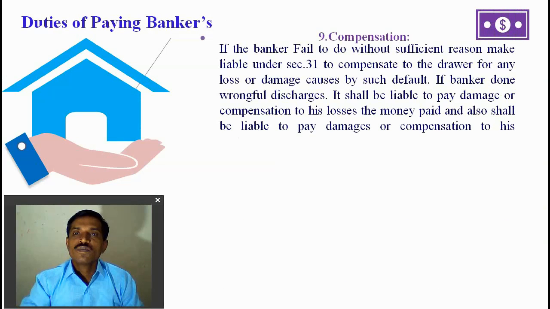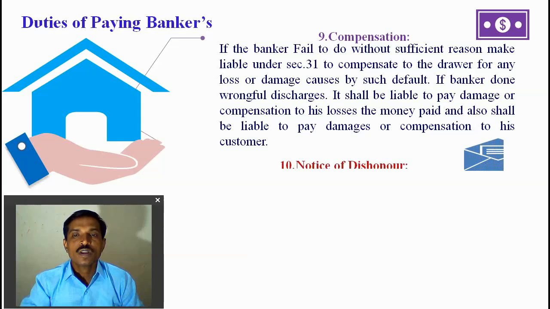The next duty is compensation. If the banker fails to pay without sufficient reason, he is made liable under Section 31 of the Negotiable Instruments Act to compensate the drawer for any loss and damage caused by such default or mistake of the paying bank. If the banker makes a wrongful discharge, he shall be liable to pay damages and compensation to his customer for the loss of the money paid. If a wrongful entry is made by the banker and money is deposited for the wrong customer, at that time the bank must compensate their customer's amount.